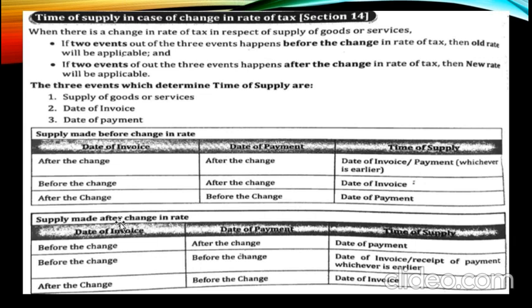Next is supply made after change in rate. So now among these three events, supply was made after the change of the GST rate. So now we will look into the other two events.